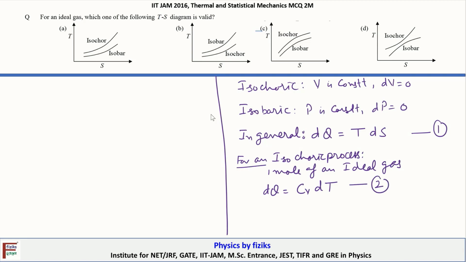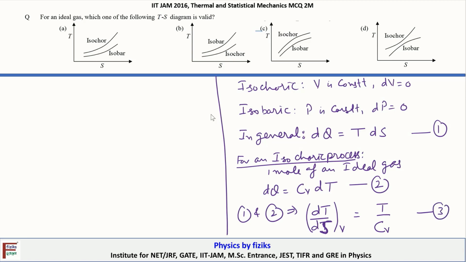So now this is for the isochoric process. The volume will be constant, so in that case dQ can be replaced with Cv dT. When we compare 1 and 2, because dQ is TdS, and from equation 2 it is Cv dT. So from these two equations, 1 and 2 imply dT by dS, at constant volume, is equal to T divided by Cv. So this is equation 3.